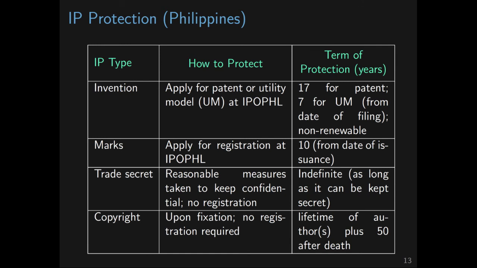Trade secrets, on the other hand, are not registered at IPO. Now, for the simple reason that if a trade secret is registered, then it has to be disclosed, and therefore the advantage that is provided to the business by the secret is also lost. In this case, the protection is indefinite, meaning that the trade secret is protected as long as it is kept a secret.